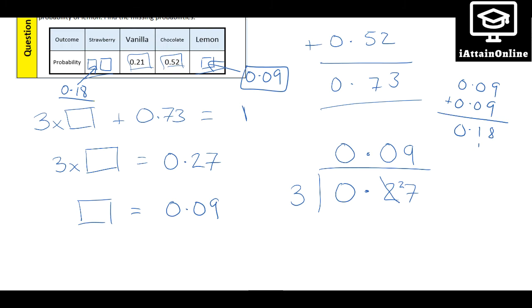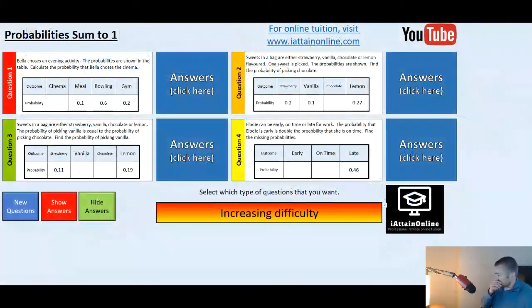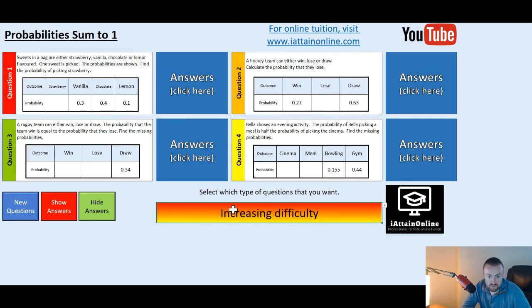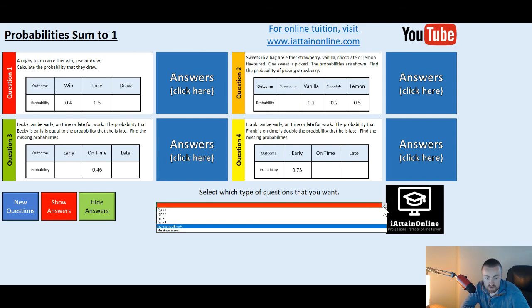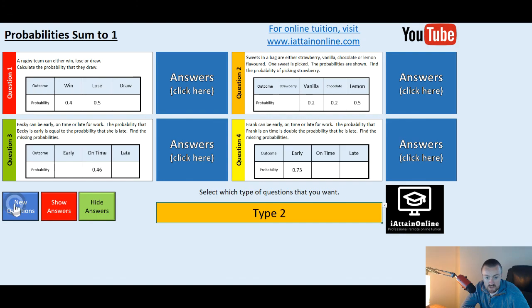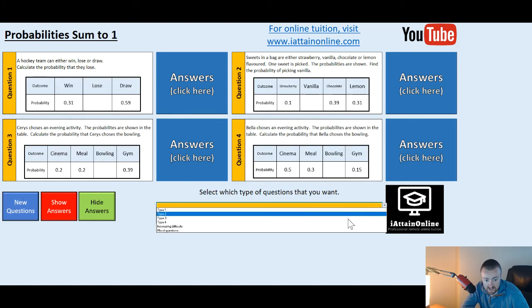You do need to be aware that these questions might also involve fractions and percentages, but I've just stuck to decimals for the time being. So I've made another one of my question generators, and when you open the file, you must click Enable Content. That'll appear in a little yellow ribbon at the top. Otherwise, if you don't do that, the buttons won't work. So you can have a go at these questions as increasing difficulty. Each of these 4 examples are just like the 4 examples that I've just done. If you want to try a particular type of question, just practice those.